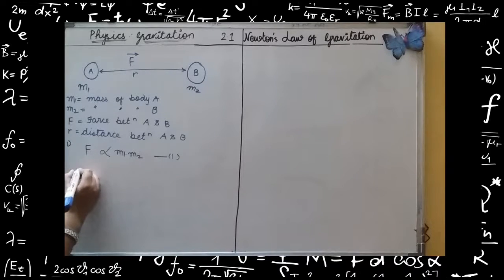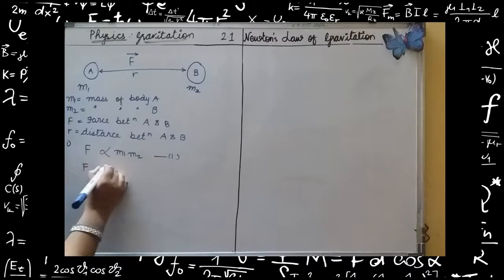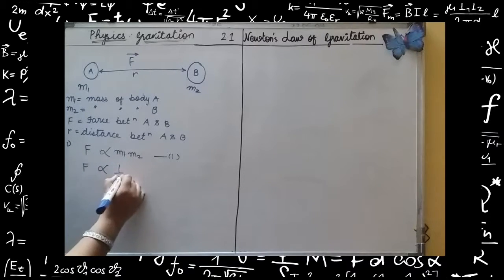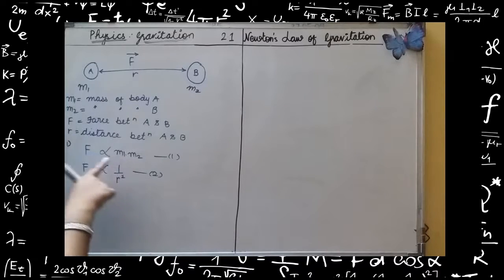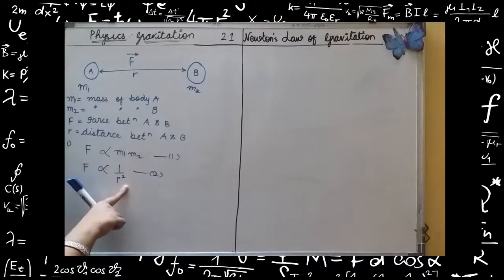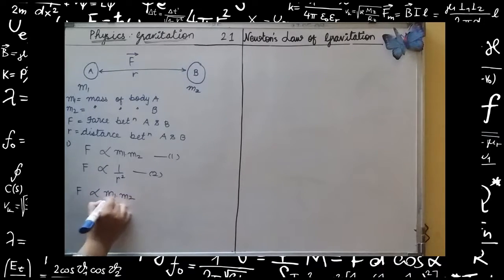Then the other half of the statement says that the force is also inversely proportional to the square of the distance r. Let us take it as equation number 2. So if F is directly proportional to m1 into m2 and inversely proportional to 1 upon r square, then we can combine both. We will write F is directly proportional to m1 into m2 upon r square.